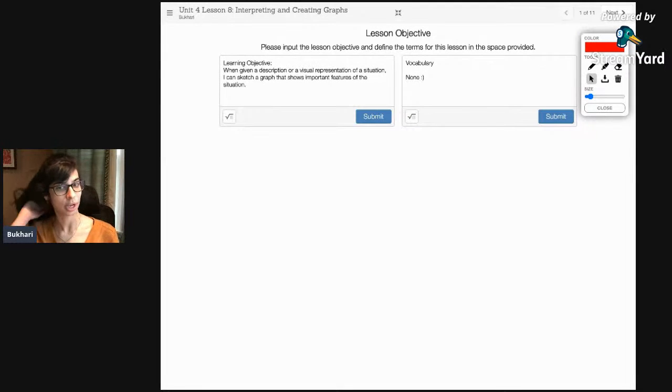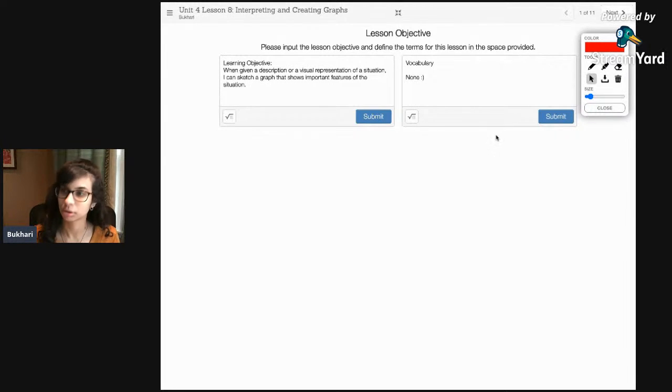Okay, welcome to our next lesson in our unit. Today we're moving more into how to analyze and interpret, and now we want to create our graphs given situations. When given a description or a visual representation of a situation, I can sketch the graph that shows the important features of the situation. Today we're practicing how we can sketch our graph so that we are describing our situation.